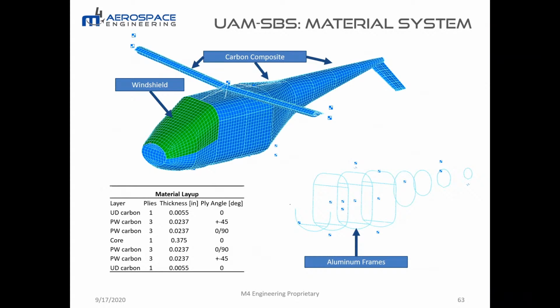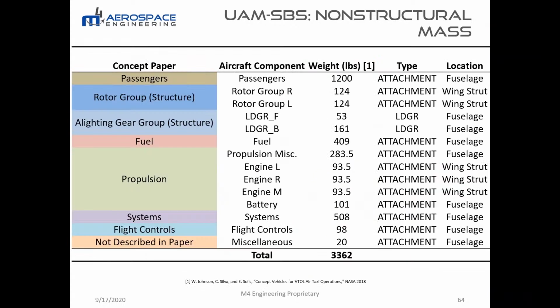For our material layup, we've gone with a standard carbon sandwich here with UD on the outside, and then alternating plain weave carbon, plus-minus 45 and 0/90, 3 plies each, and we've got a symmetric layup here. Then for our optimization, we're going to size those outer carbon UD layers to give us our optimized design. In addition, we're also going to size the aluminum frames with the radius, so they're represented as rod elements.